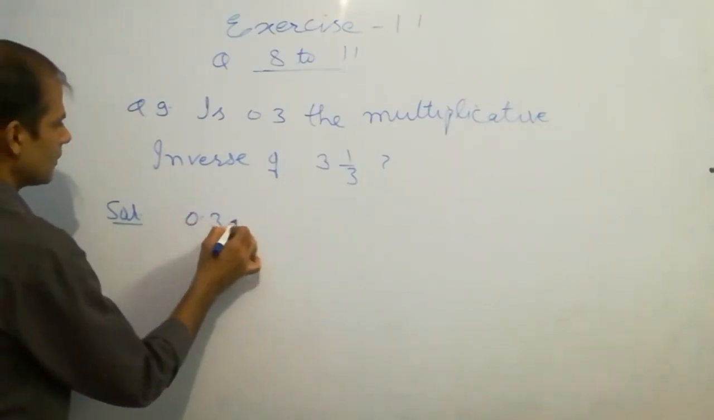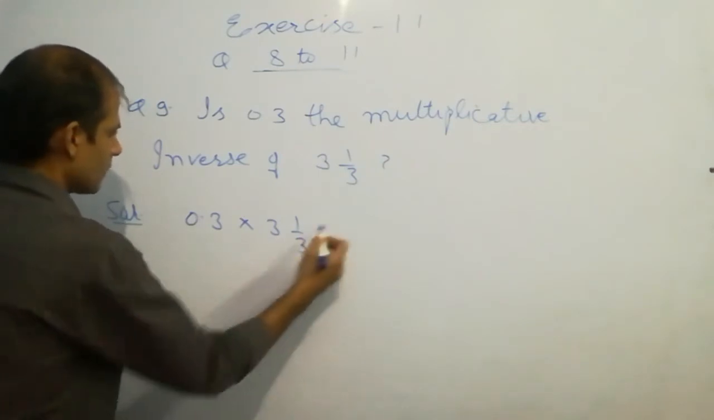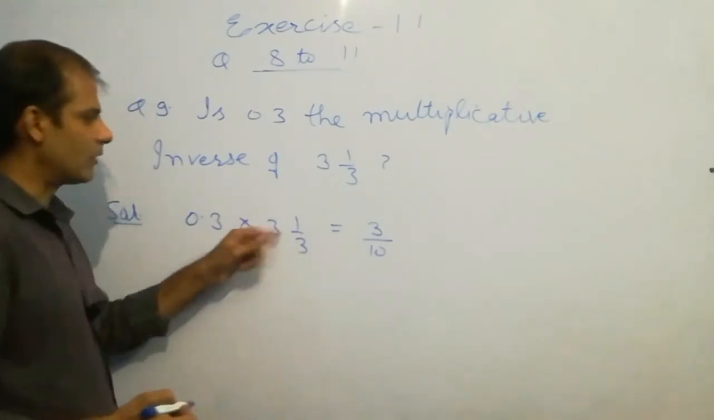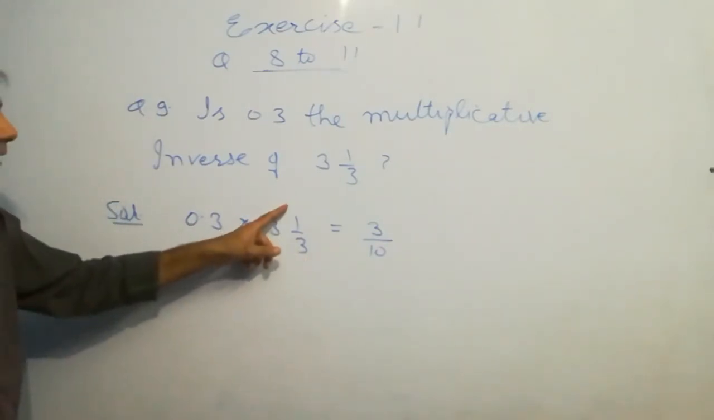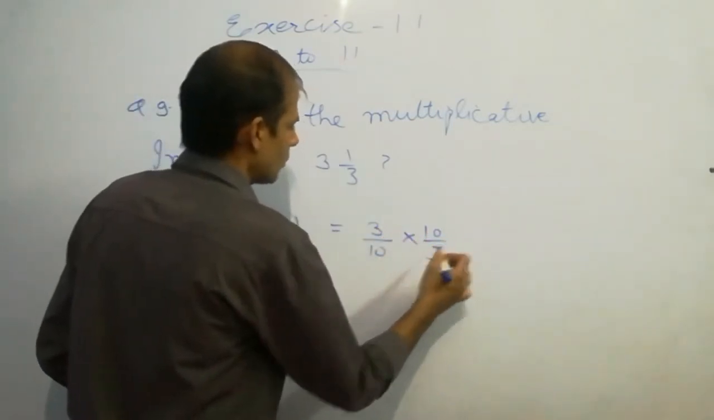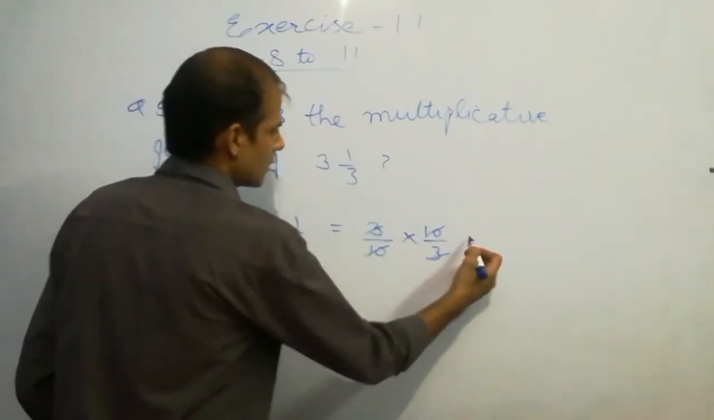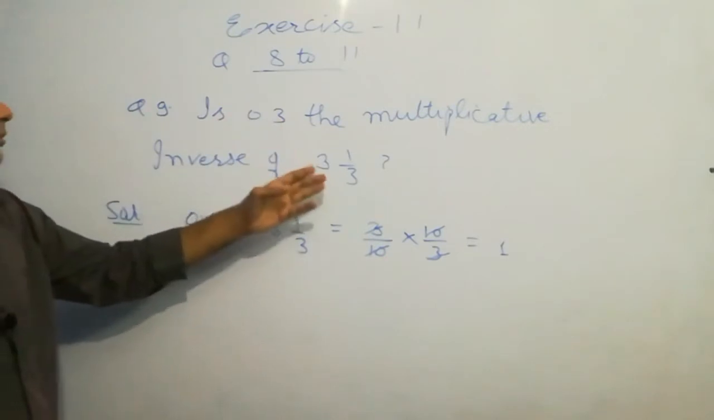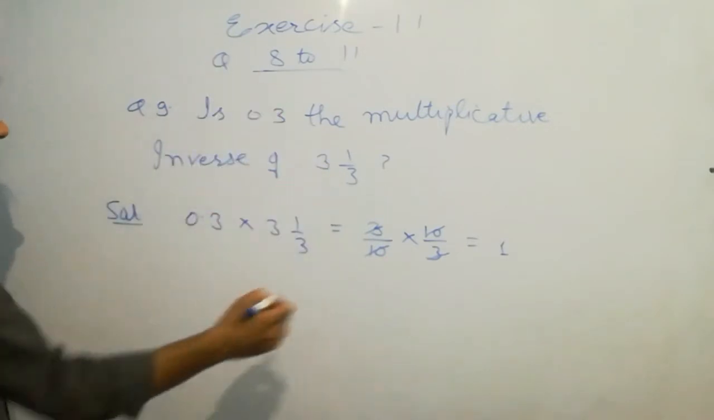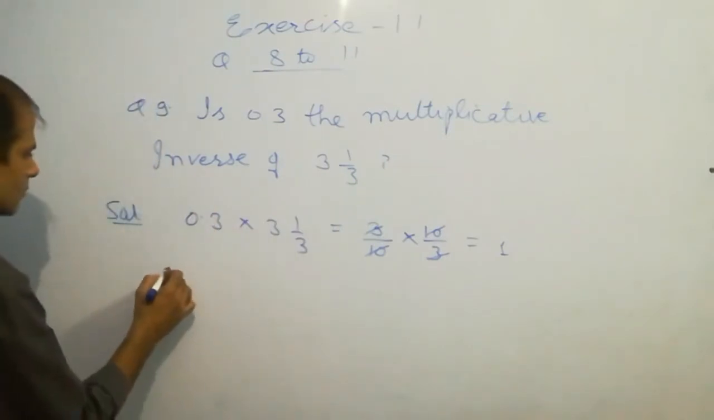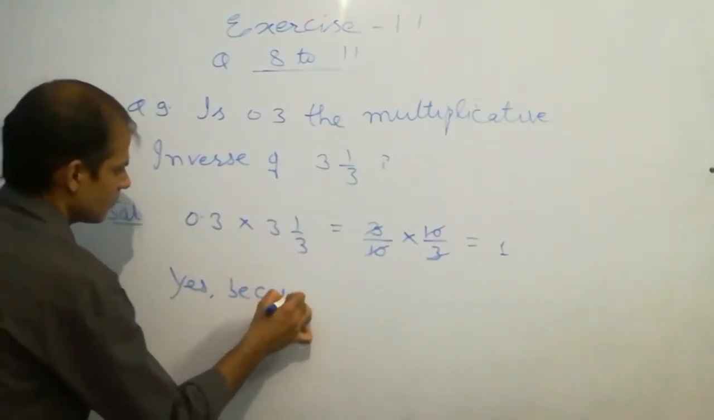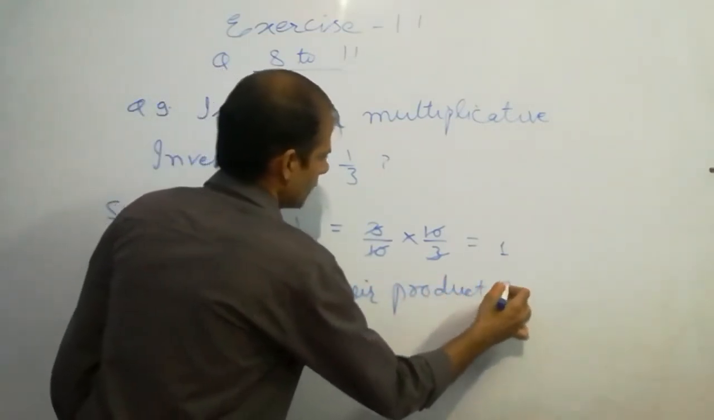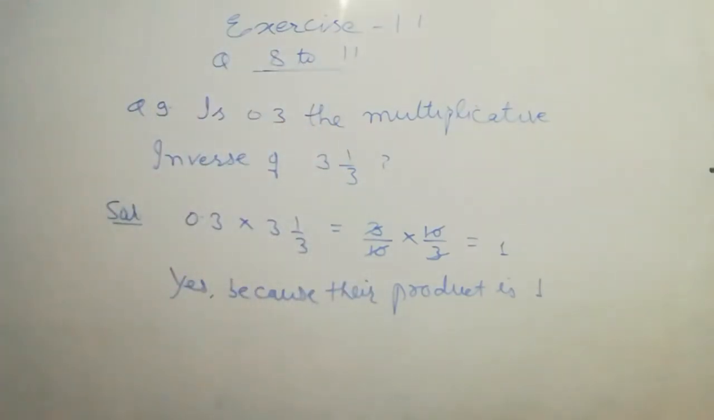Now 0.3 into 3 and 1 upon 3. If you remove the decimal, you have 10 in the denominator, and convert the mixed fraction into a simple fraction: 3 times 3 is 9, 9 plus 1 is 10, so it is 10 upon 3. As you can see, all the numbers are cancelled out and we have 1. Now it is 1, it means this is the multiplicative inverse of this. It is also called the reciprocal property. So we will write yes, because their product is 1. This is the answer.